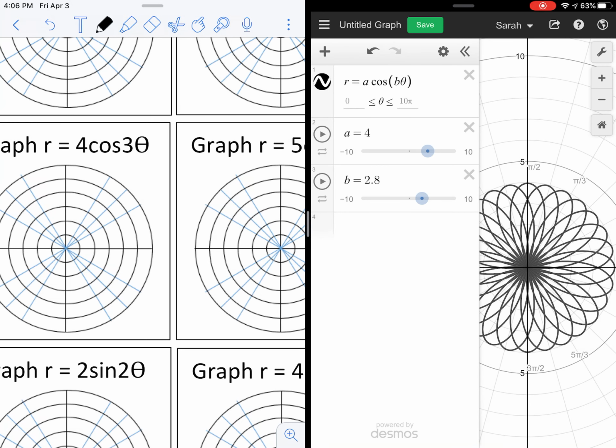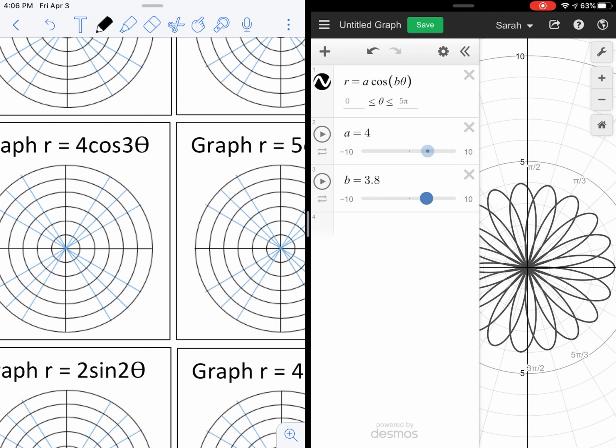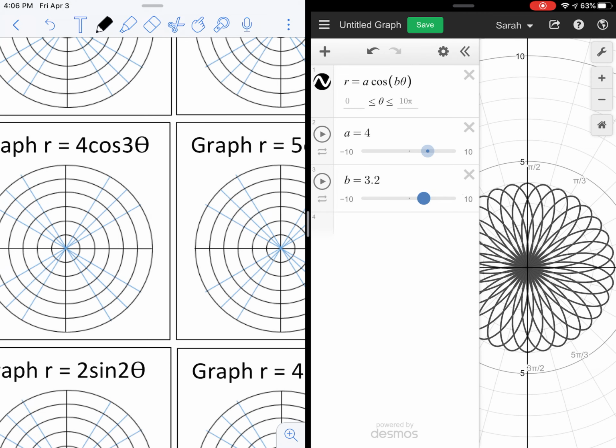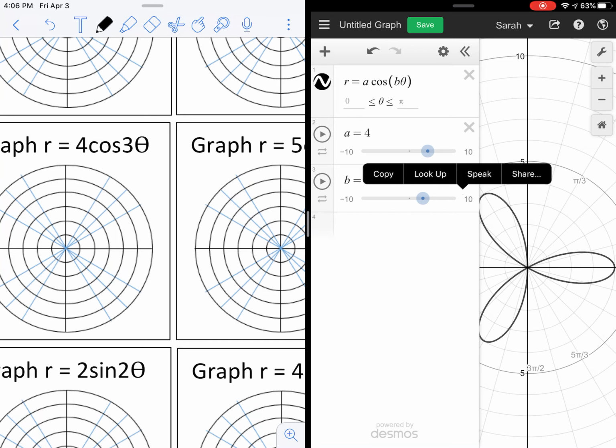You know what's really cool is if you hit the play button to the side. Come on, move over. There we go. You can actually have the slider move left and right, and it'll show you the effects of changing the B value. So notice why this is called a rose.